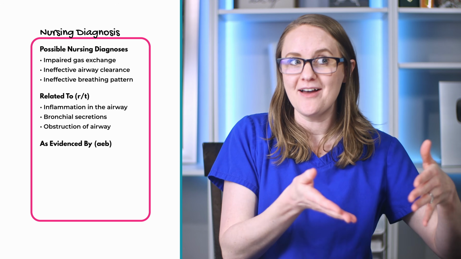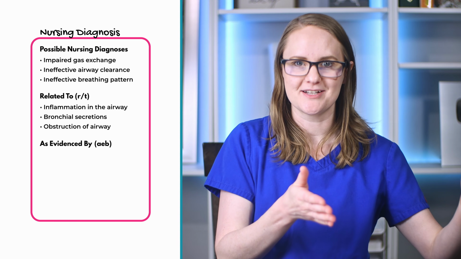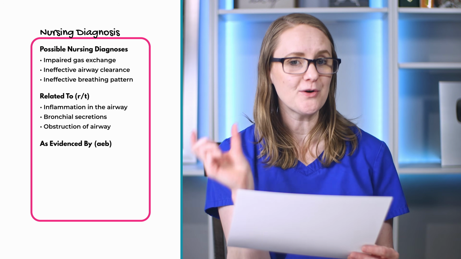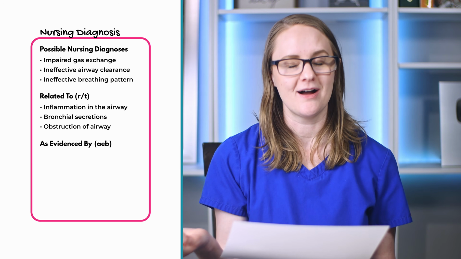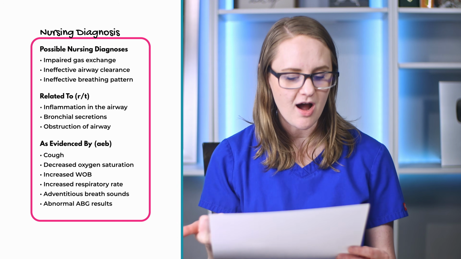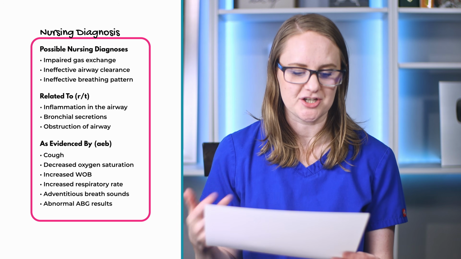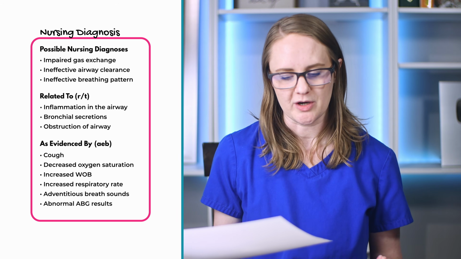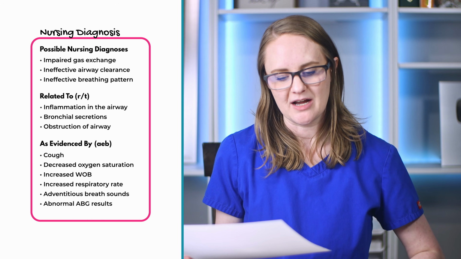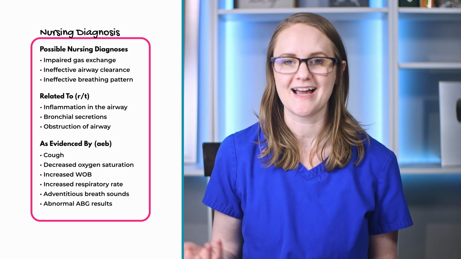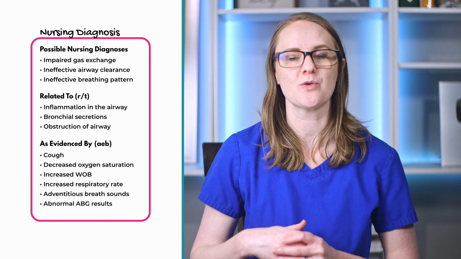So it's as evidenced by this list of things, which is basically the signs and symptoms, okay? So for asthma, some possible as evidenced by, some possible signs and symptoms could be things like cough, decreased oxygen saturation, increased work of breathing or WOB, increased respiratory rate, adventitious breath sounds, or abnormal ABG results. So those are some possible signs and symptoms that you might see in a patient with asthma.